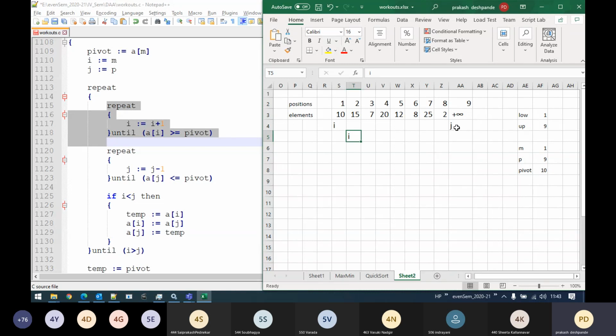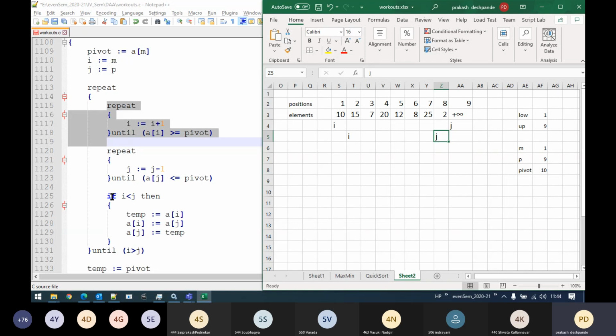In the same way, J has to be decremented such a way that the value at J becomes less than or equal to pivot. Then how long will this J be decremented now? Can anyone tell? A of J is less than or equal to pivot. Which particular position will it stop at? It will stop at this particular position, right? Where J becomes 8. So this repeat until also terminates.